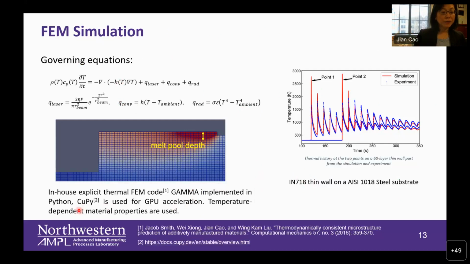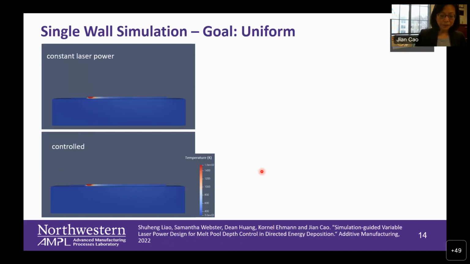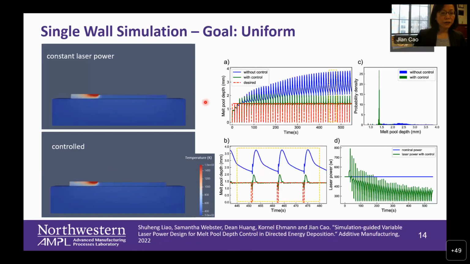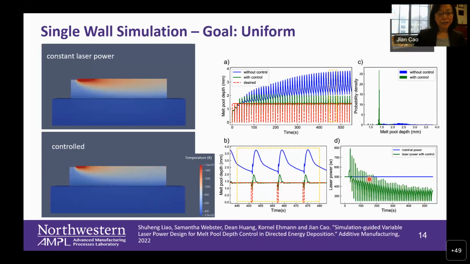So it's implemented with Python, and CuPy is used for GPU acceleration so that we can do this very quickly. And you can see that if you have constant laser power moving forward, as you build up, the heat gets accumulated. Therefore, the melt pool depth also gets higher and higher. But with the controlled case, the laser power is changing, decreasing, as you could imagine, and the melt pool depth is very well controlled.